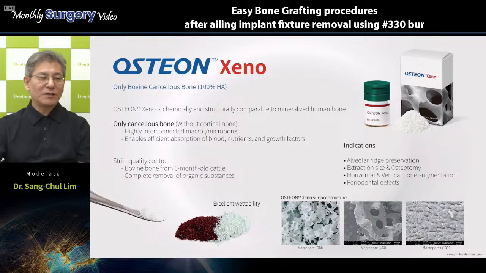And about the bone graft, OSTEON Xeno will be applied on this defected area. This OSTEON Xeno is from bovine cancellous bone, right? So what is the difference between this brand and the previous system for bone grafting?